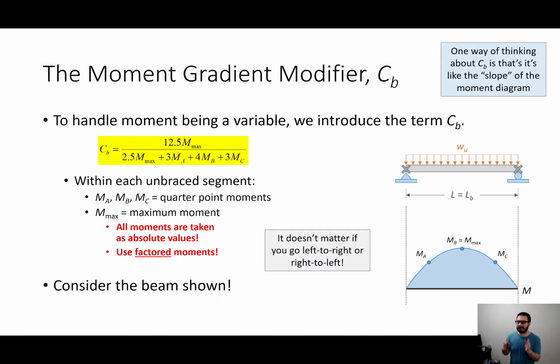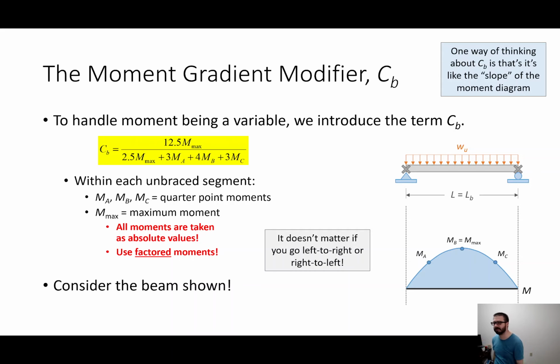Okay. For each segment, what you do is you split it up into quarter points. So if it's a 20-foot distance between braces, you calculate moments at 5 foot, at 10 foot, at 15 feet. And you letter those M_A, M_B, and M_C. Those are what we call the quarter point moments. Now, it doesn't matter if you go left or right, because in the expression, here's the equation for C sub B, they're treated the same way. So you could go M_A, M_B, M_C, or M_C, M_B, M_A. It doesn't matter.